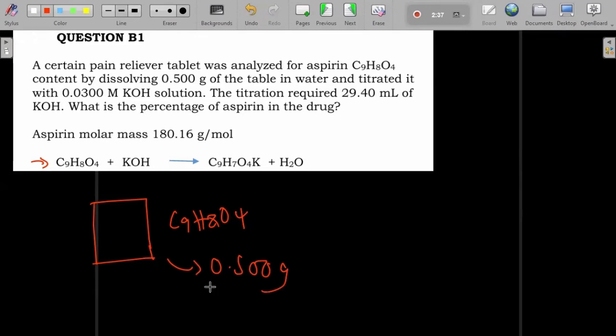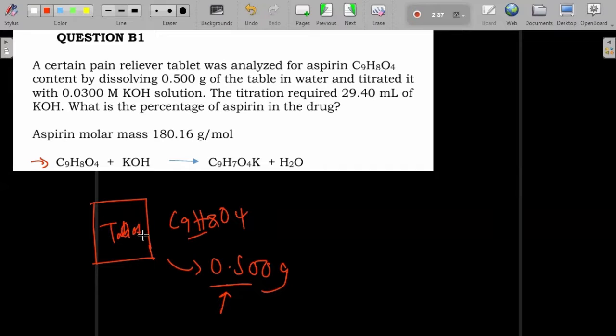So this tablet has a mass of 0.500 grams. This mass is a combination of the aspirin and some things that they add to the tablet, like some flavorings, some colors. So what we want to find is the amount of aspirin that is actually in this 0.5 grams of tablet.